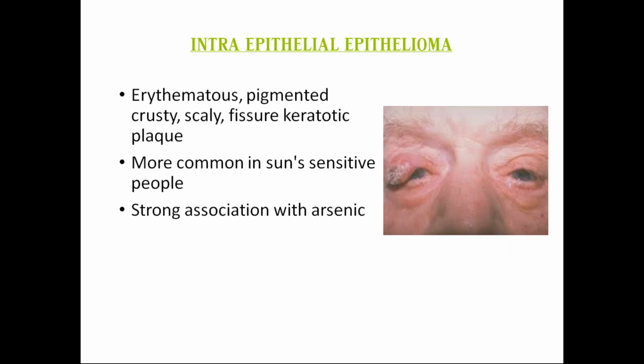Intraepithelial epithelioma. Here you can see a red swelling with small induration and scarring over the skin. You can see erythematous, pigmented, crusty, scaly, fissured keratotic plaques along the lid margin. It is more common in sun-sensitive people, and a strong association is seen with arsenic poisoning. This is an example of intraepithelial epithelioma.